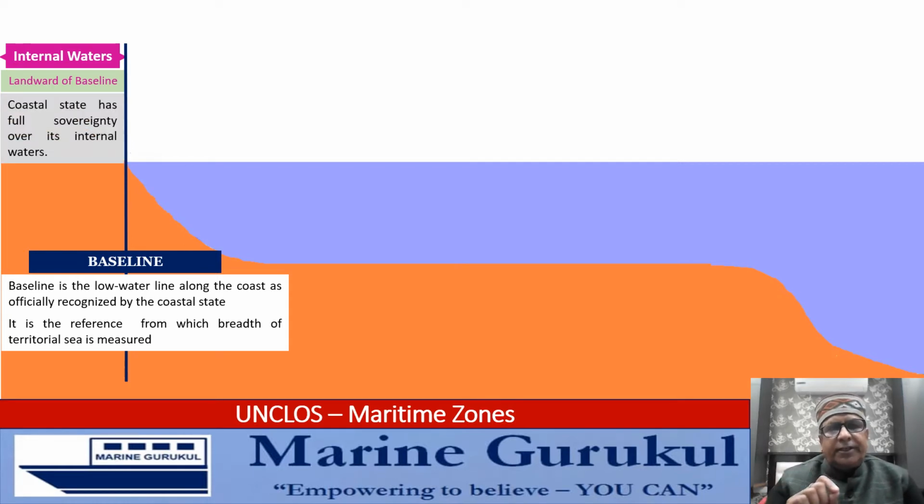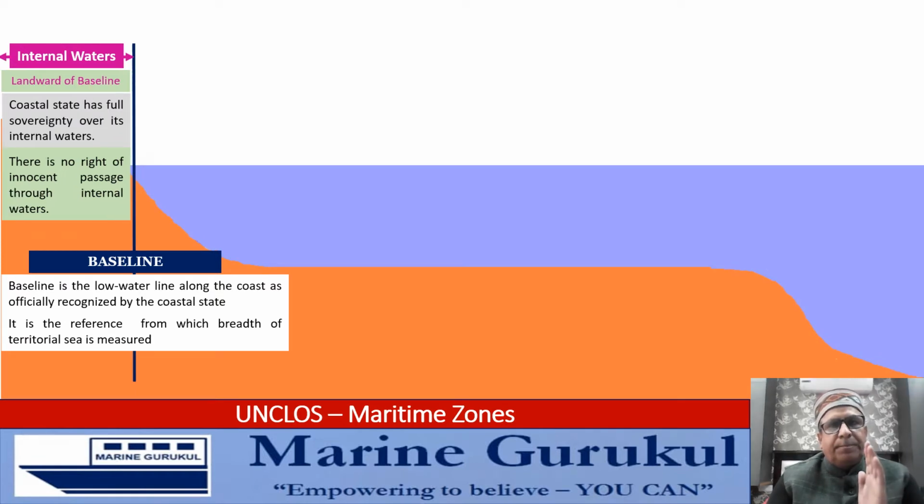The coastal state has full sovereignty over its internal waters. Sovereign rights mean complete, absolute, uncontrollable rights enjoyed by a free state as they would enjoy over the land. There is no right of innocent passage through the internal waters of a coastal state.